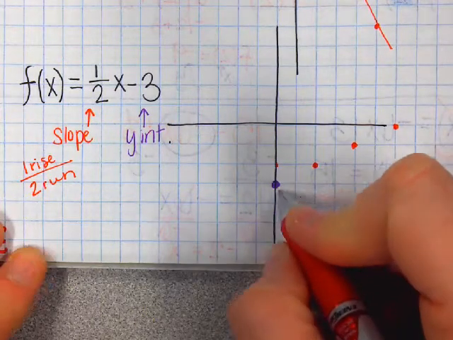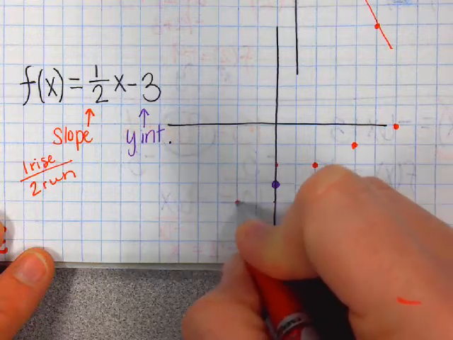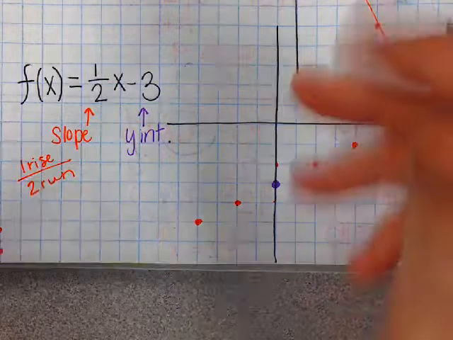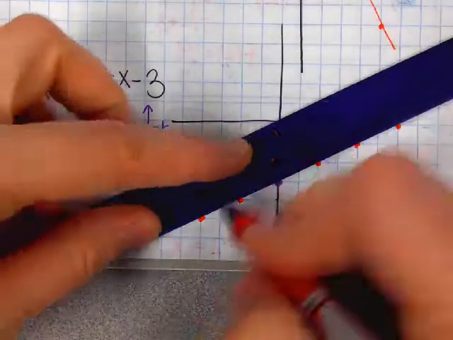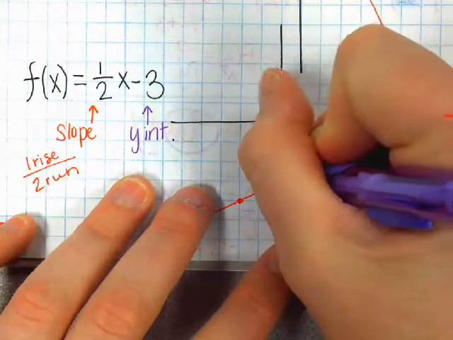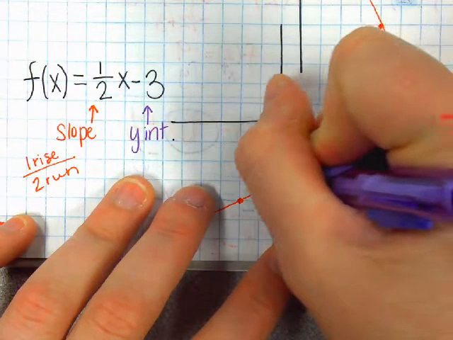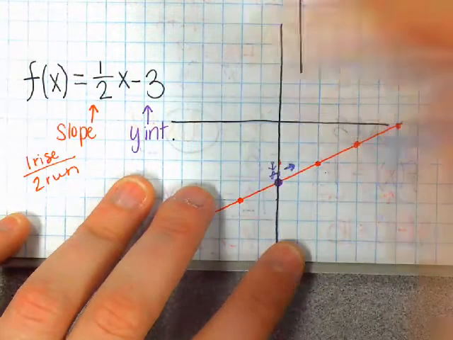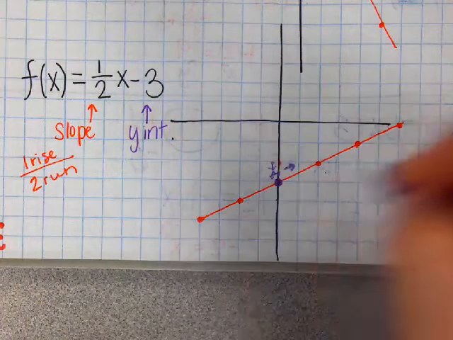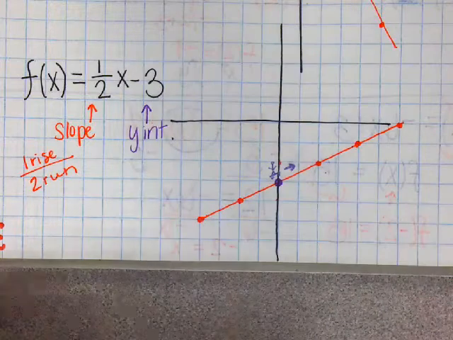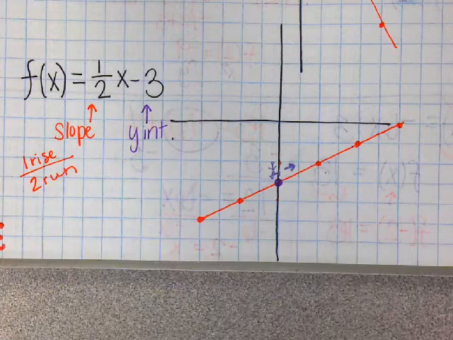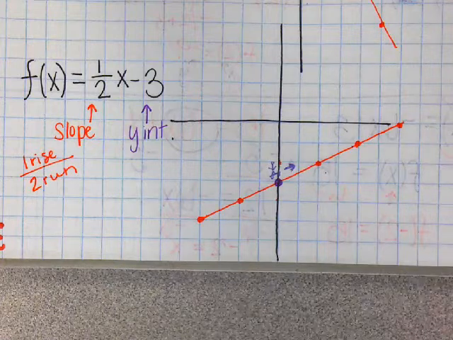Up 1, over 2. You can also continue the other direction. I can also go down 1, back 2, down 1, back 2. It needs to be the same line. And that's as far as I can go. Again, you can draw your little skateboarder to check it. If he moves to the right, he would be going up the hill. I always think of the line as a hill. Okay, so that is all you have to do.